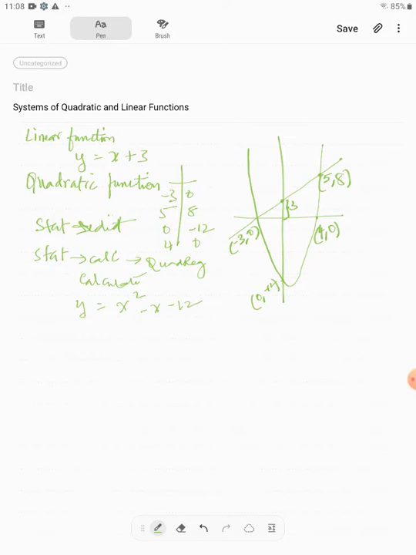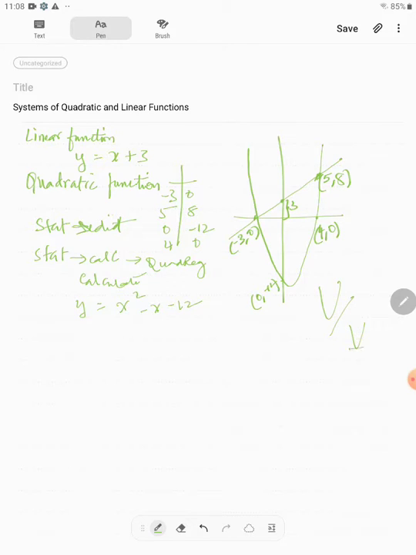So the point here is that when you're asked to solve a system, you have to find the points where they're actually intersecting. From this graph you can see that these two graphs are intersecting at these 2 points. But what if it is this kind of scenario? How many solutions would you have? Zero, right? They're not touching each other.